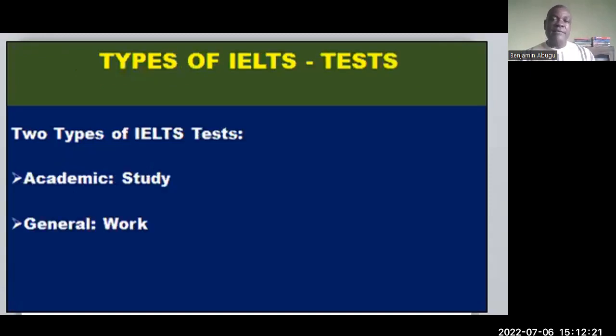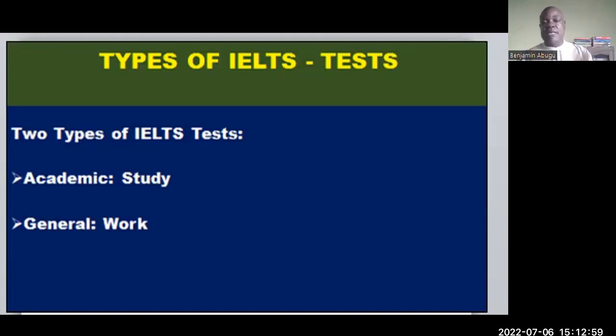Now, types of IELTS tests. There are 2 main types of IELTS tests: IELTS Academic, which is meant for study, and IELTS General Training, which is meant for work. What this means is that the IELTS Academic is for those who are seeking admission into colleges and universities abroad, either in UK, Canada, or any of those countries. Then the IELTS General is for those who want to go and live and work in their target country.